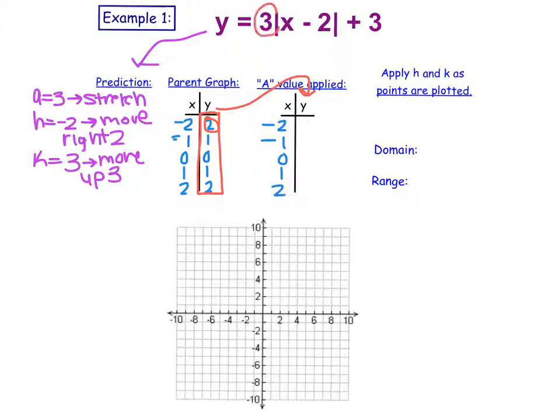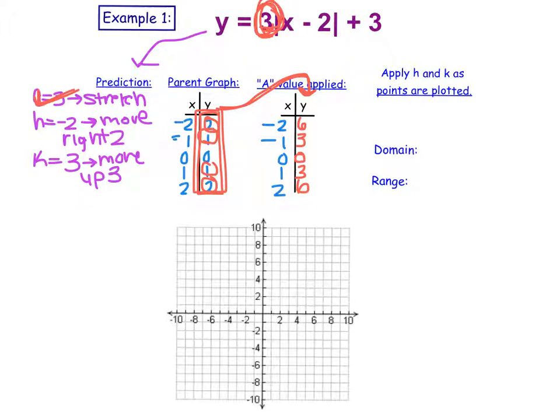2 times my A value of 3 is 6. 1 times my A value of 3 is 3. 0 times my A value of 3 is 0. 1 times my A value of 3 is 3. 2 times my A value of 3 is 6. So notice how I took all of these values in this red box and essentially stretched them to 3 times their size. So what I've done here is I've taken care of this piece. I've stretched those to be 3 times their size. So now our graph will be taller.